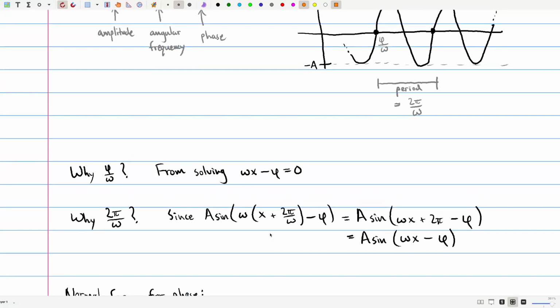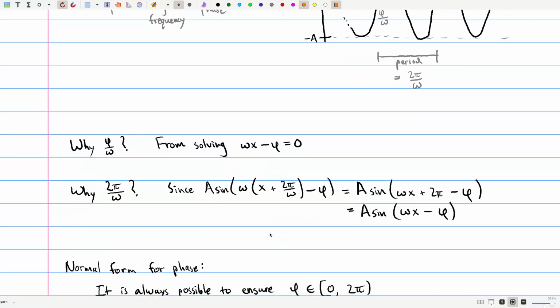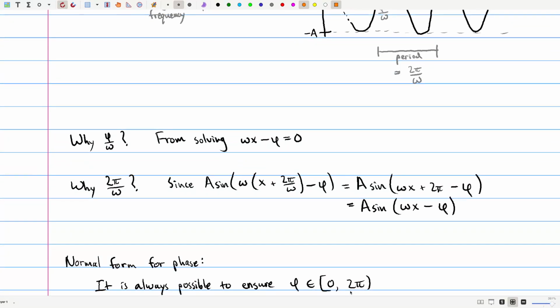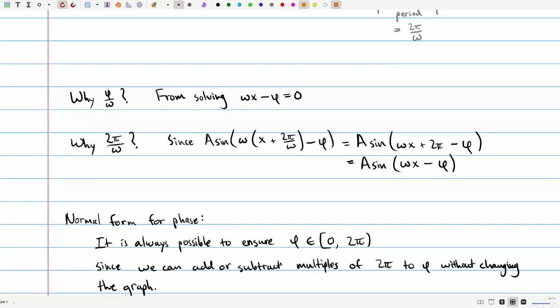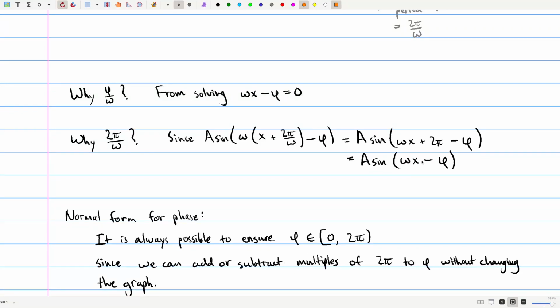And as I was saying, the phase could be between 0 and 2 pi. That's one way that you might want to normalize it. The reason for this is the same identity business. We can add or subtract multiples of 2 pi to phi without changing the graph at all. And by adding enough multiples of 2 pi, we can always bring it into this interval. And I should say, in this notation, remember, we're including 0 and excluding 2 pi. And why do we exclude 2 pi? Well, if it were 2 pi, we could subtract 2 pi and get 0. So may as well just use 0 instead.